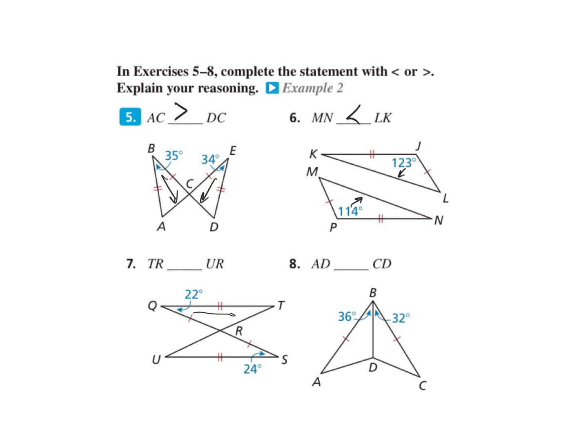TR is across from 22, and UR is across from 24. So UR is bigger. AD is across from 36, and DC is opposite of 32. So 36, so AD is bigger.